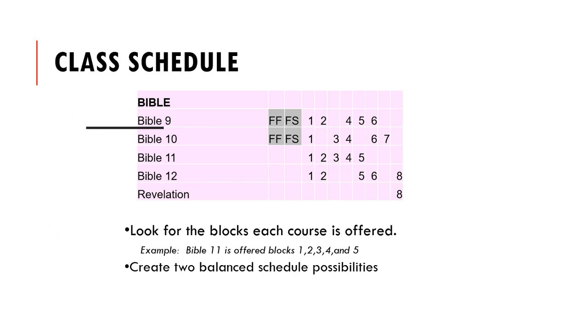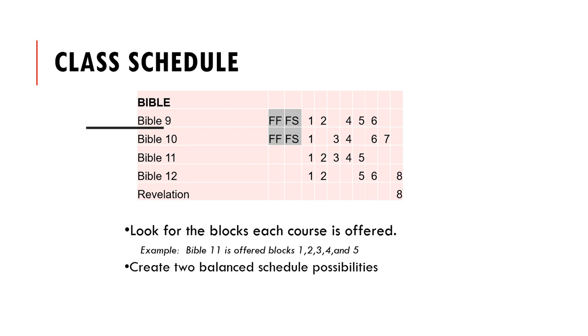Let's take a look at the class schedule form. On the back of the form, you'll find a grid that tells you exactly what blocks every class is offered. On this sample grid, you can see that next to Bible 11, it says 1, 2, 3, 4, and 5. These are the blocks that this class is offered. Next to Bible 10, you see 1, 3, 4, 6, and 7.